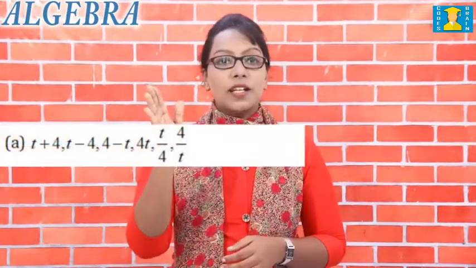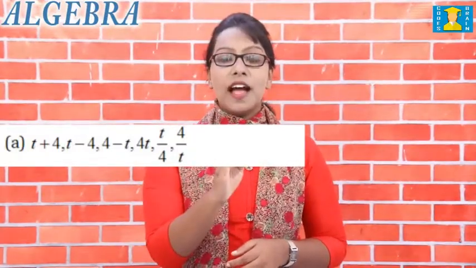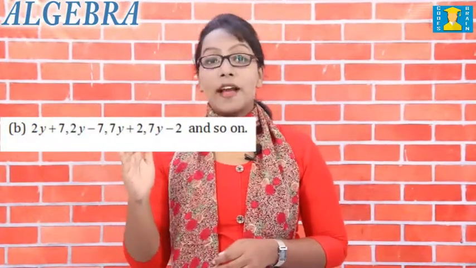Let's see the answers of case A and case B. First we are going to see the answer of case A. Here t plus 4, t minus 4, 4 minus t, 4t, t by 4 and 4 by t. And the answer of the second case, case number B. Here 2y plus 7, 2y minus 7, 7y plus 2, 7y minus 2 and so on.